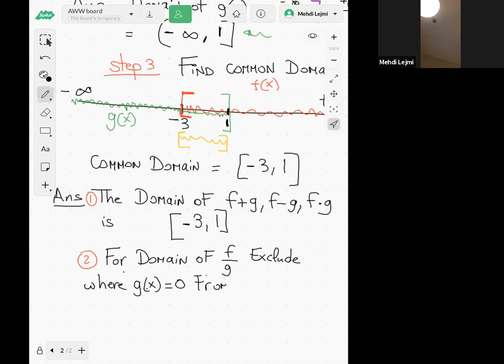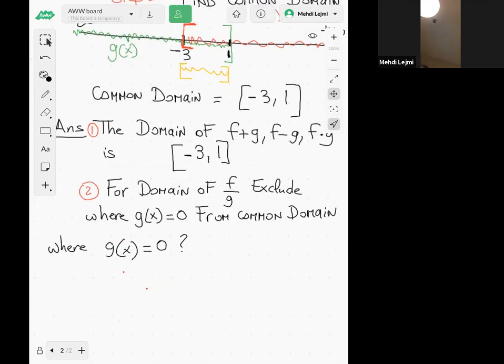From the common domain. So now the question is, where is g of x equal to 0? Where g of x is 0, we have to exclude those values from the common domain. g of x is a square root of 1 minus x, right?